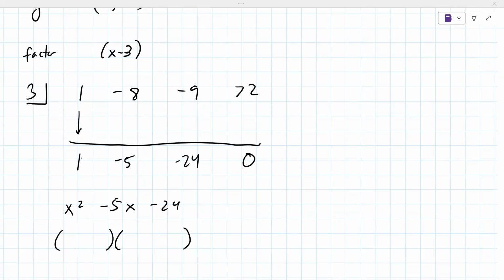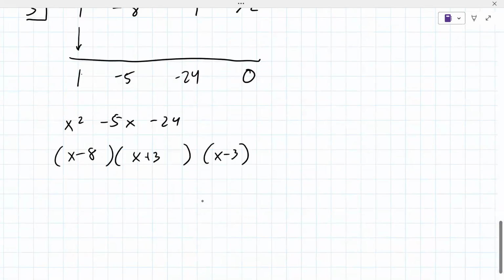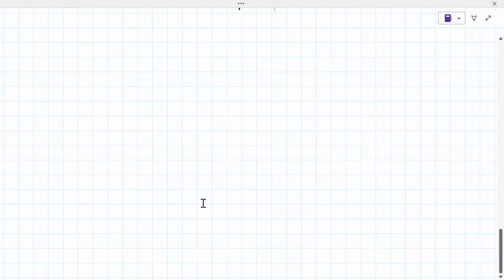That would be -8 and 3. So x minus 8, x plus 3. You bring the other factor down. What are the three zeros? 8, -3, and 3. Very good. All right, so now we got to talk a little bit about end behavior. End behavior.